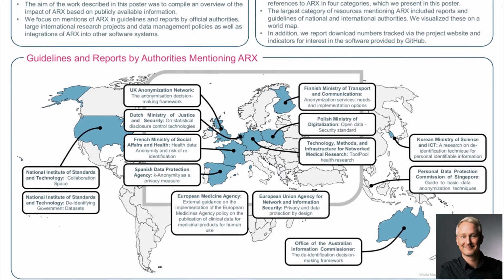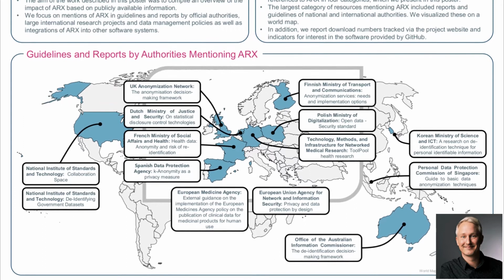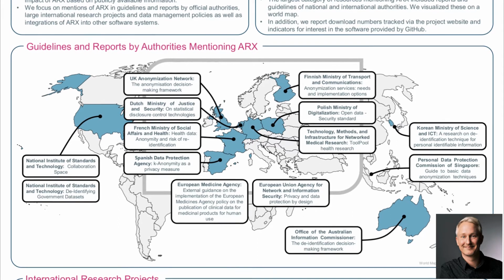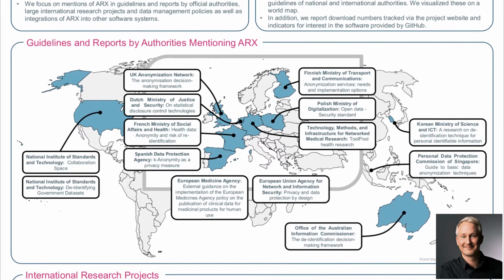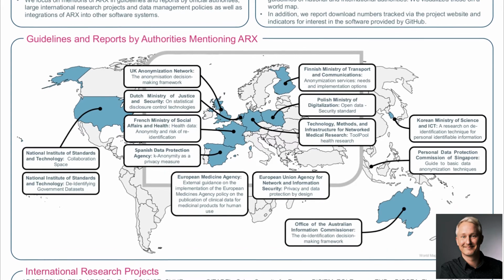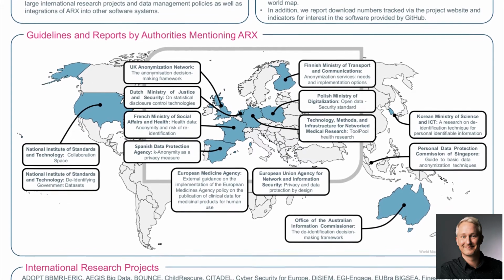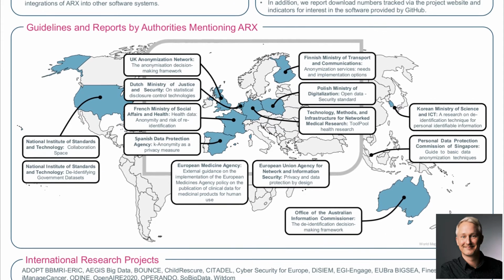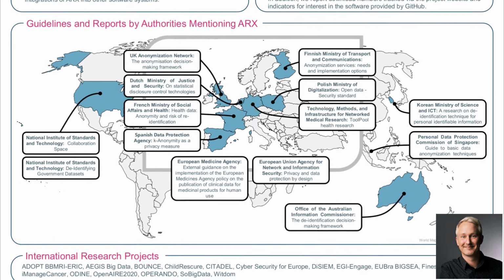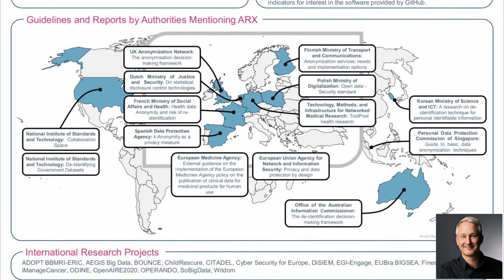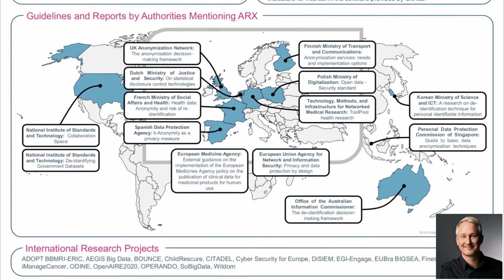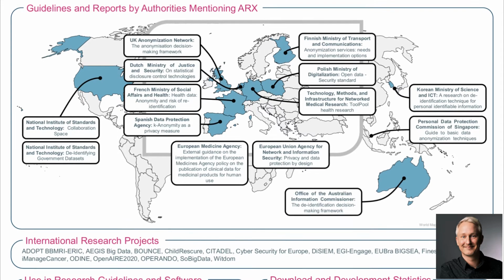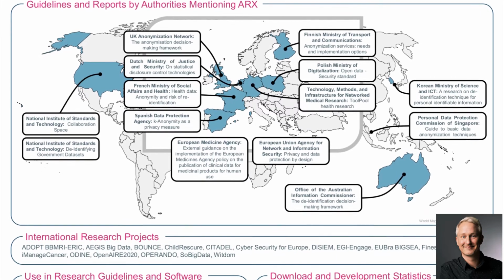We categorized these into 5 different groups: references in reports and guidelines, references in results by international research projects, references in resources for academic research data management, software products, and finally, applications. In the category Reports and Guidelines, we found many references in European documents, for example from the UK, Germany, Poland, and Finland, as well as on the EU level, for example by the European Medicines Agency or the European Network and Information Security Agency.